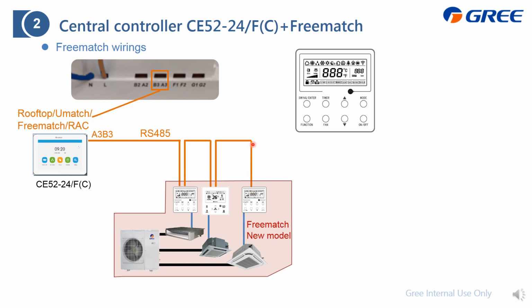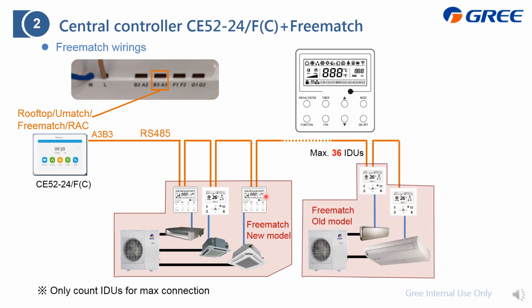You can connect them together just like this, then connect to the A3 B3 port of this central controller. Actually, you can find that we just control the wire controller instead of the indoor unit. And following this RS485 connection, it can support control of up to 36 indoor units, no matter if it is a Free Match new model or the old model.